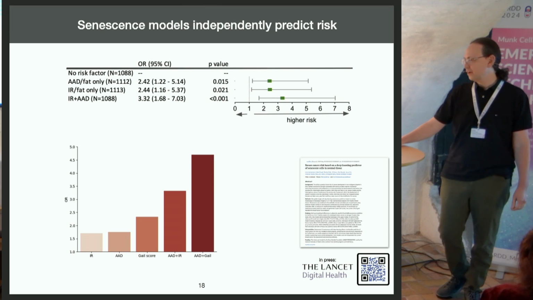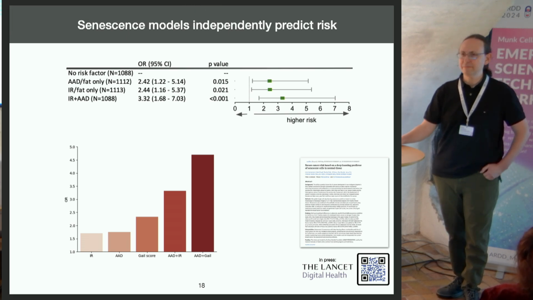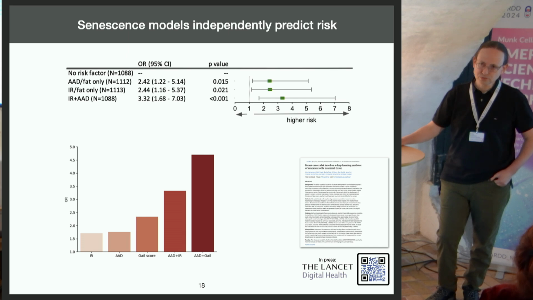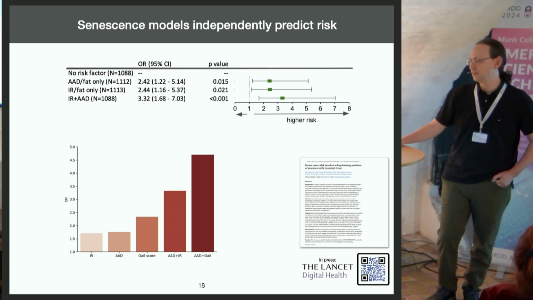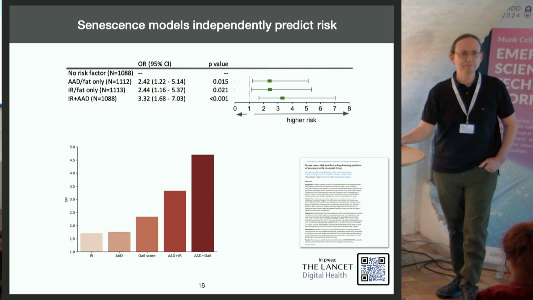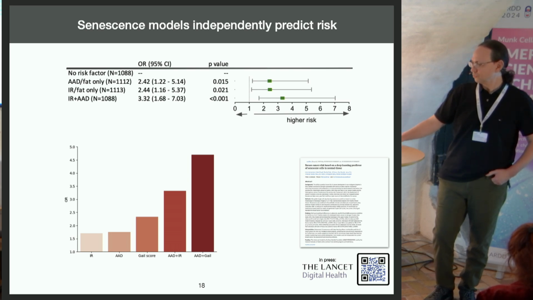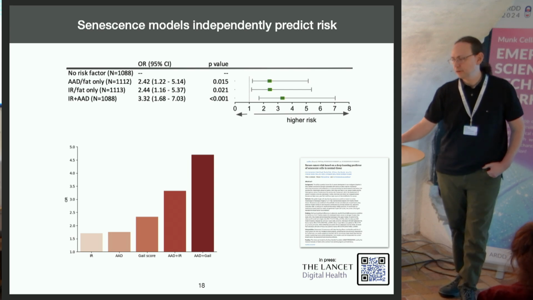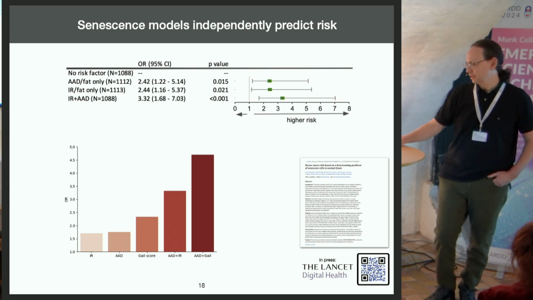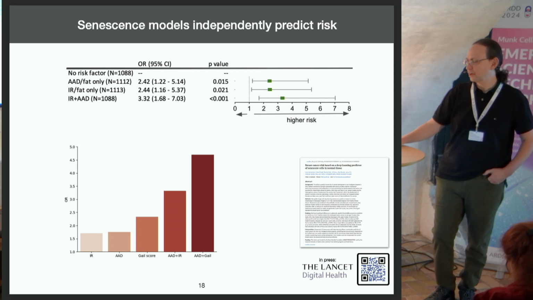And we also found that we can combine 2 of our models. I mentioned one of them seems to reduce the risk and others seem to increase the risk. We can combine those models, and those 2 alone show an increased risk of about 3.3. And that's quite important because it shows these models are picking up on different aspects of senescence that relate to risk. This work is currently in press with the Lancet Digital Health, but I've linked to the bioRxiv paper here.